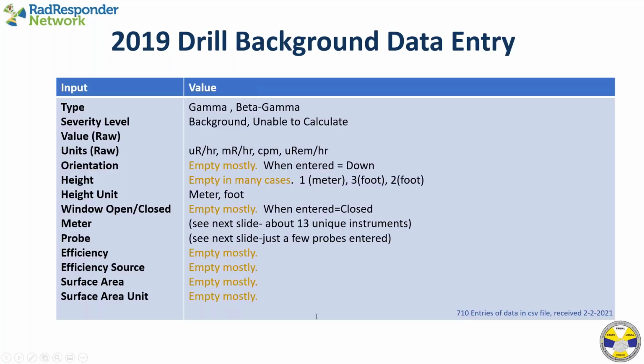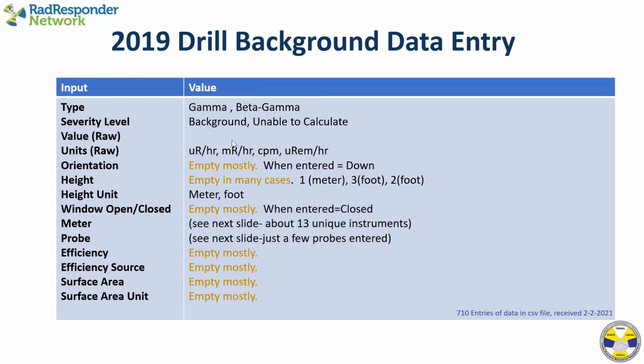So for this year I went back to the 2019 drill background data entry sheets that Christine had sent me. And what I found is for these data entries, for the type of instrument, the top two values were gamma and beta gamma. Severity level, background, and there was an unable to calculate in several cases, and I'm not sure where that came from, but okay, all right. Values ranged as you would expect. I didn't see any strange background readings that were notated one way or the other that would lead me to believe that the background measurements were not performed correctly.